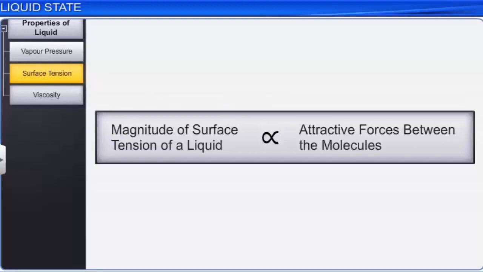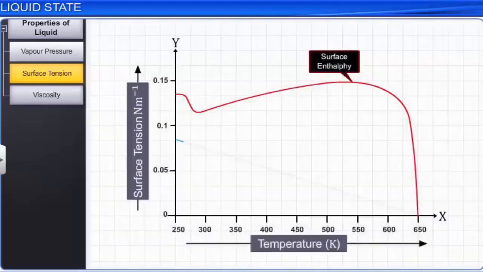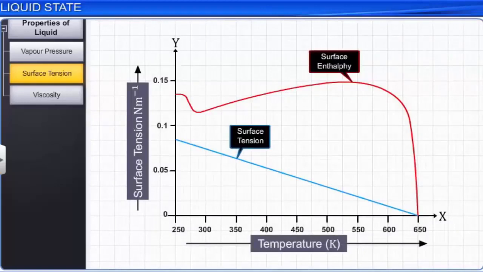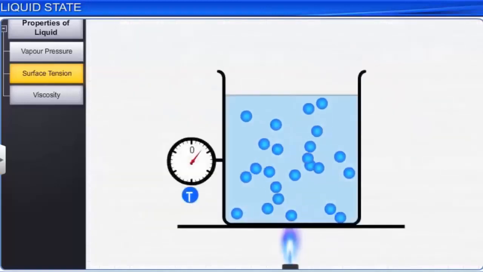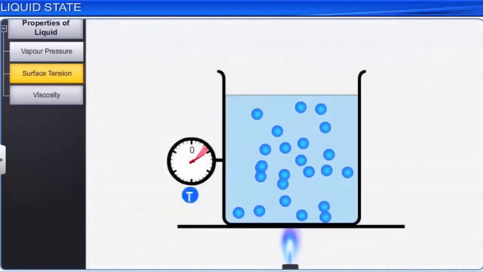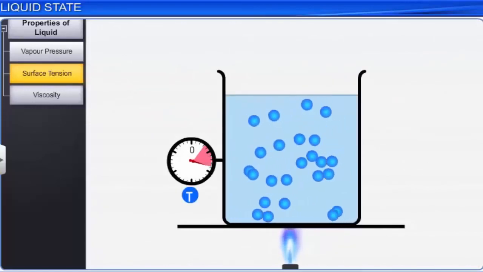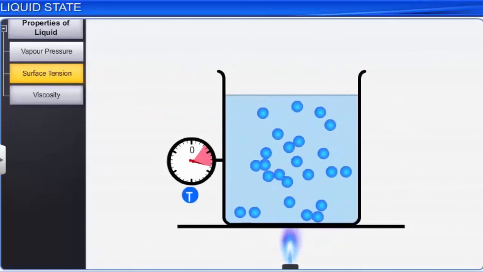Surface tension decreases with an increase in temperature. This is because at higher temperature the kinetic energy of the molecules increases. This reduces the intermolecular attraction, resulting in a decrease in the surface tension.